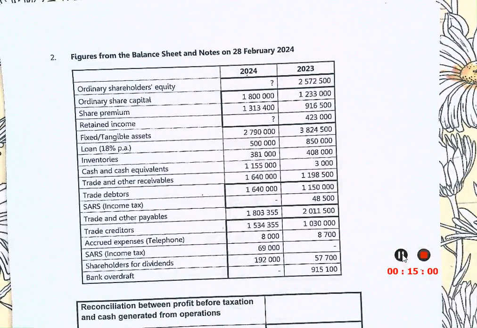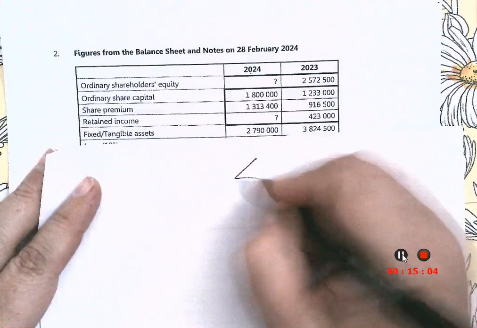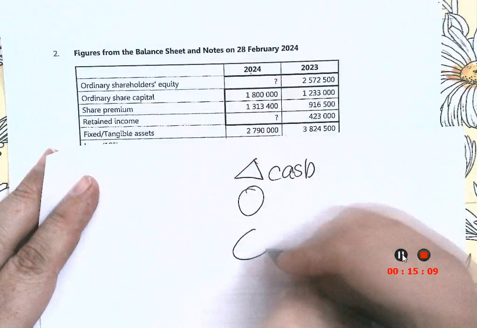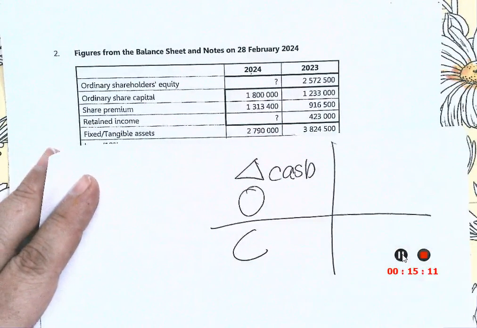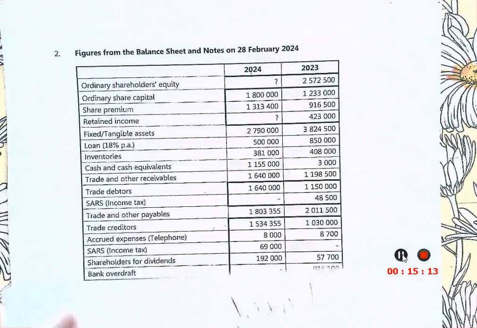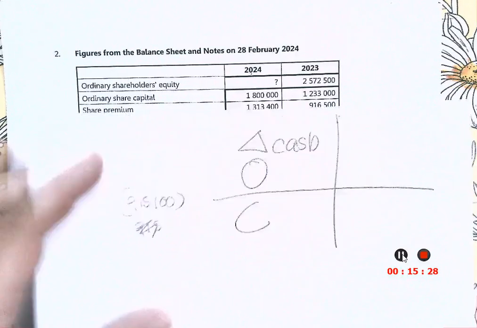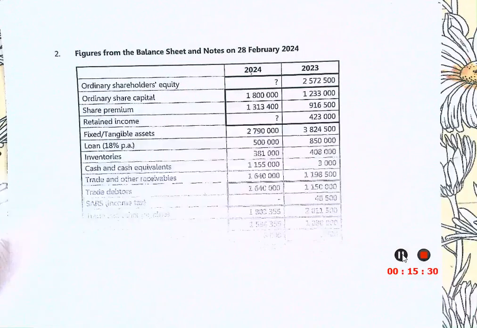So you know you've got your change in cash, you have your opening cash, and you have your closing cash. Is that right? So now if I look here, I see there's a bank overdraft of 915,100. It's the opening, so I put it in brackets. Okay? Now, can you see for the closing, there's no bank overdraft.